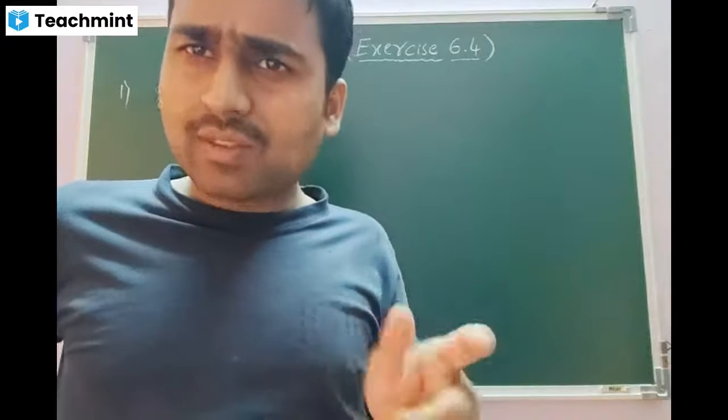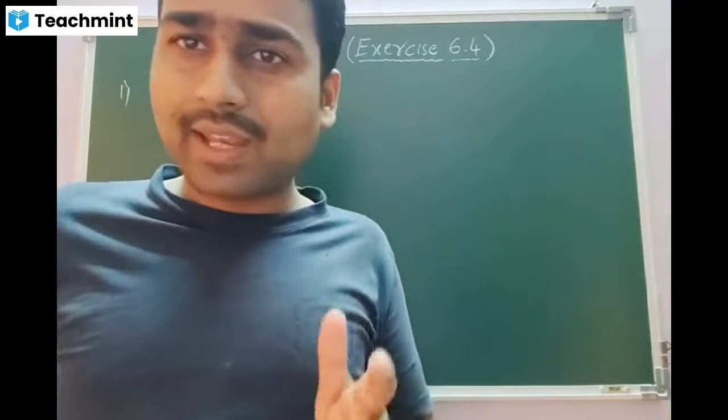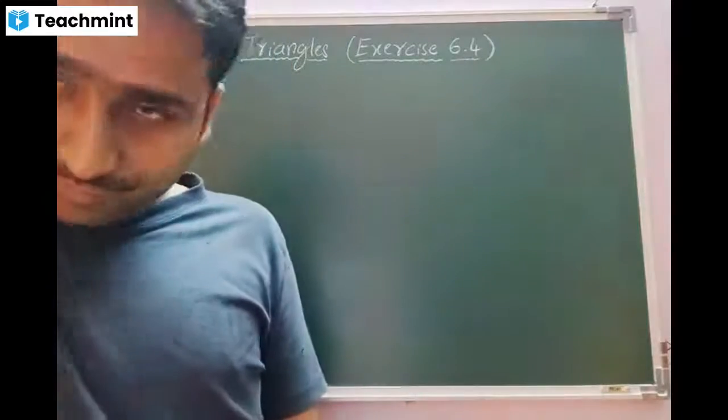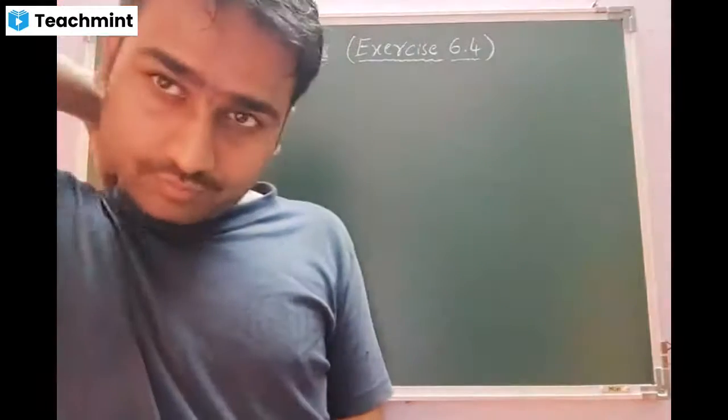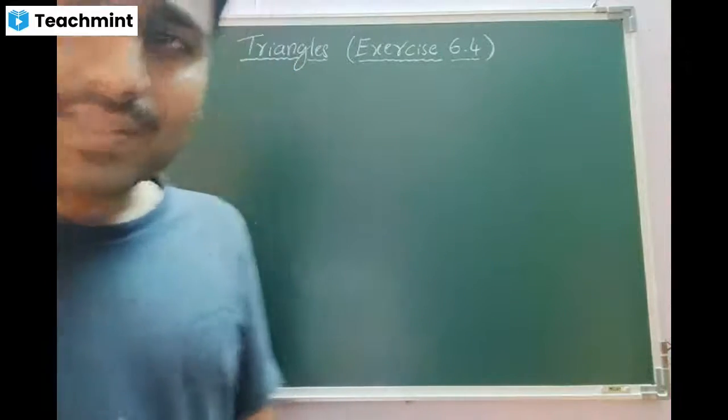For this, they have given one more data, that is the areas. What is the area of the two triangles? How much have they given? 64 centimeter square and 121 centimeter square. Okay. Let us see how to solve it.